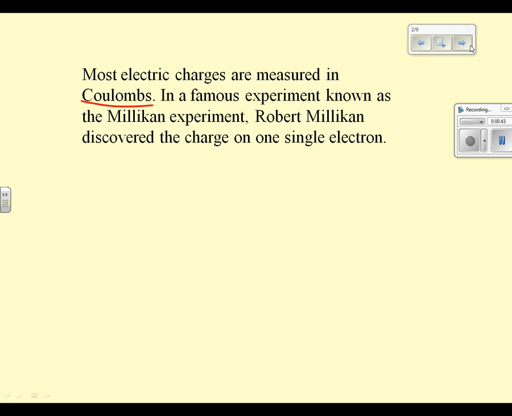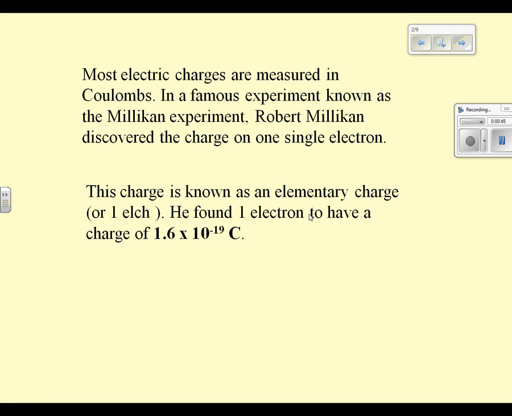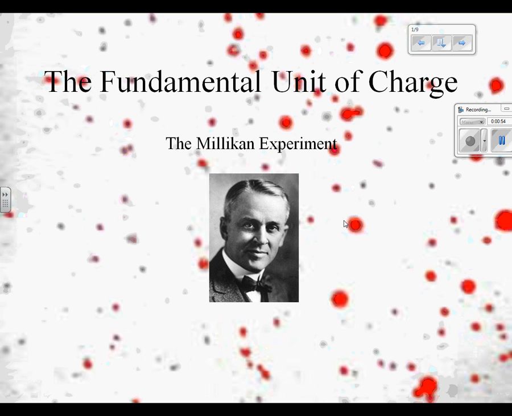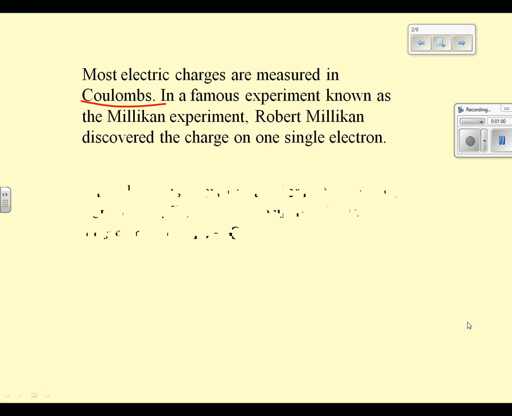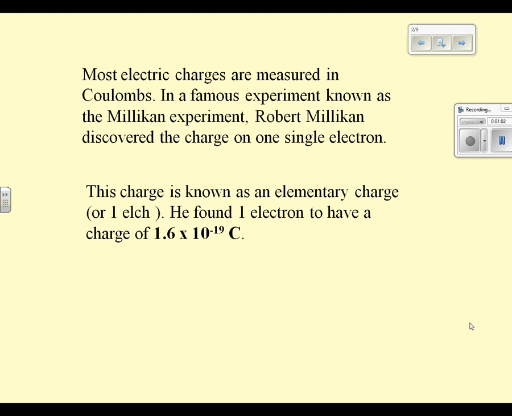So what is 1 coulomb? 1 coulomb is 6.25 times 10 to the 18 electrons. Don't worry, I'll write those numbers down for you. This charge is known as an elementary charge.